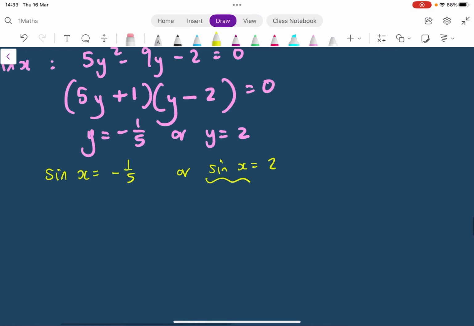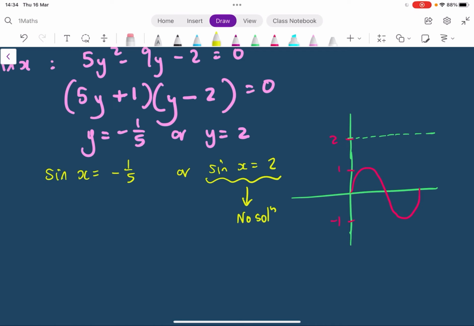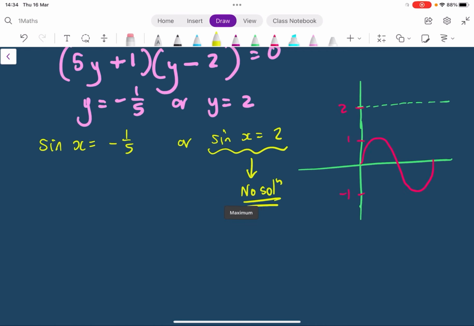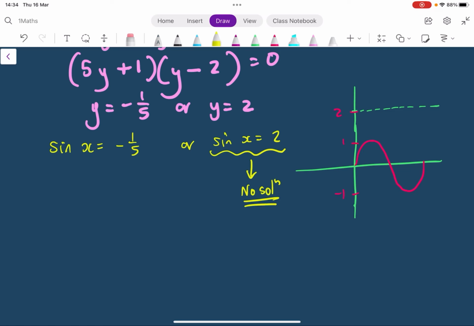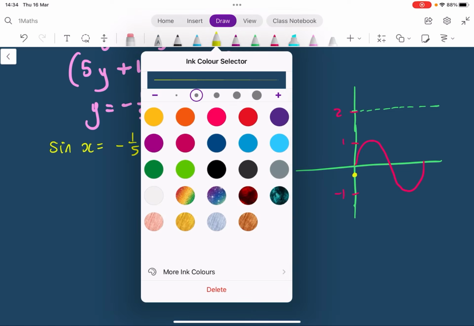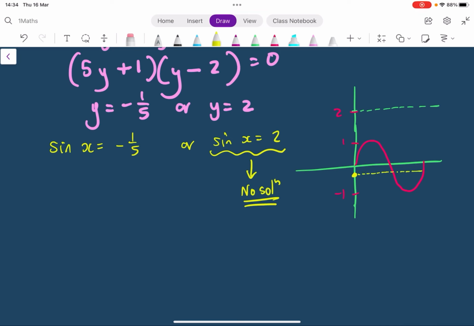Now I'm going to start with this one because it's nice and easy, simple to see, hopefully, if you know your graphs well. You know that the maximum and minimum of sine x is 1 and -1. So given that 2 is up here, there is no solution. There's no point of intersection. So this will have no solution. So all I need to do is solve where sine x is equal to -1/5. And given that I've drawn the graph here now, I might as well go and add this in. We know that my two solutions will be there and there.